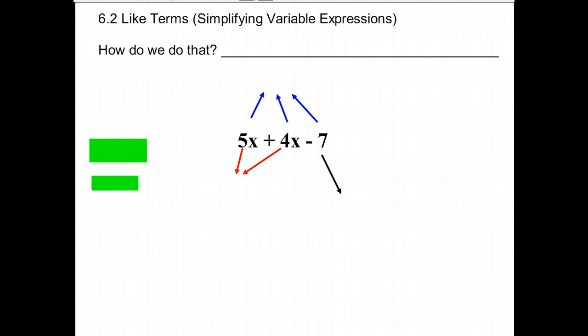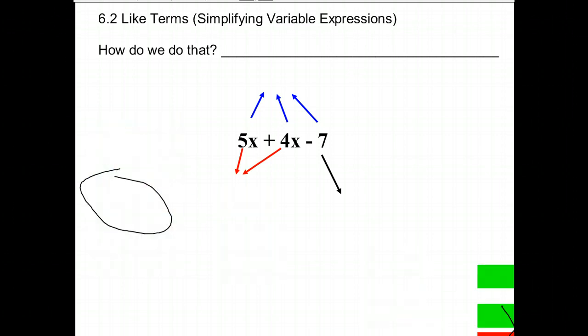So if we had a couple green tiles and then we had a couple red tiles, we could combine them, and we talked about the idea of these two being zero pairs and these two canceling out. Okay, now we're going to do that without all those different things to help us out. We're going to do it with just the numbers. But we're always going to go back and think about what it would be with the tiles. So to simplify variable expressions, things like this: 5x plus 4x minus 7.